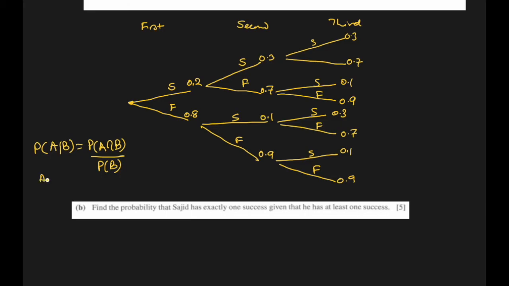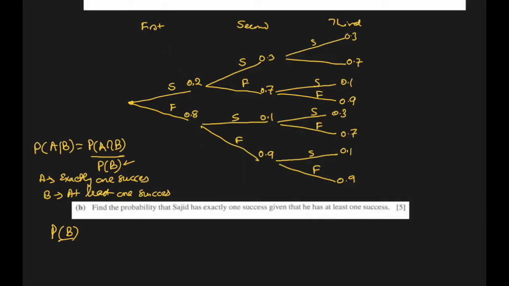So A in this case is, find the probability Sajid has exactly one success. This exactly one success is A. And B will be given that he has at least one success. Now onwards, I will call it A, I will call it B, and I'm focusing on B first because that is a bigger set, and A intersection B will be a subset of this. So probability of B, at least one success.